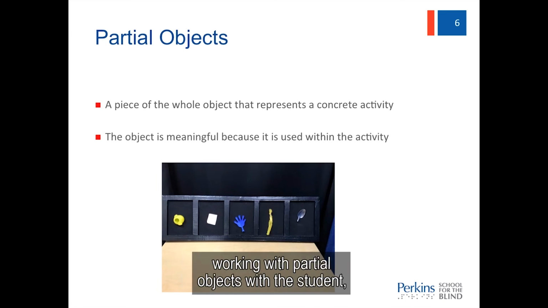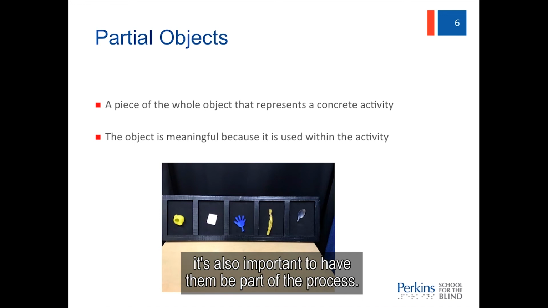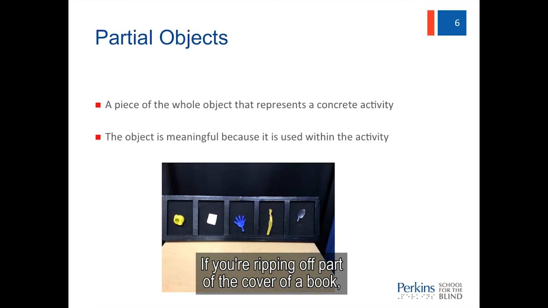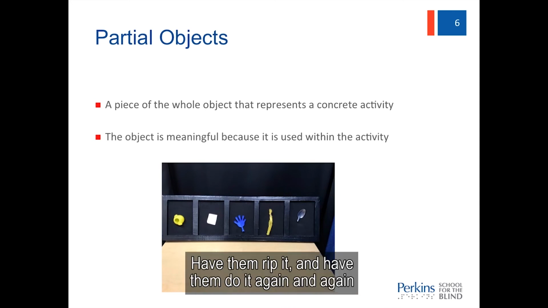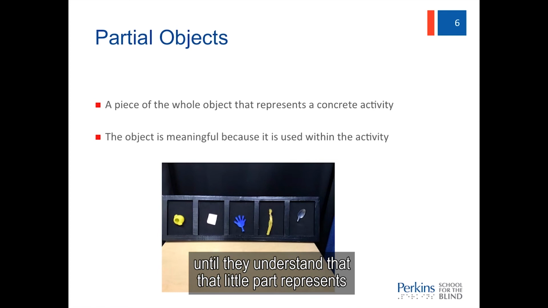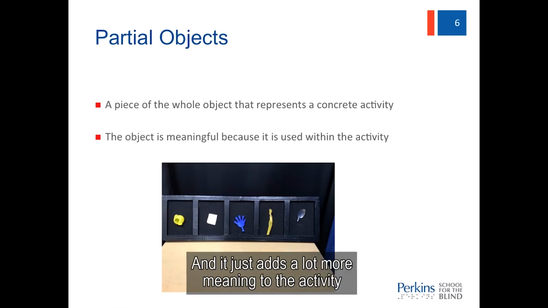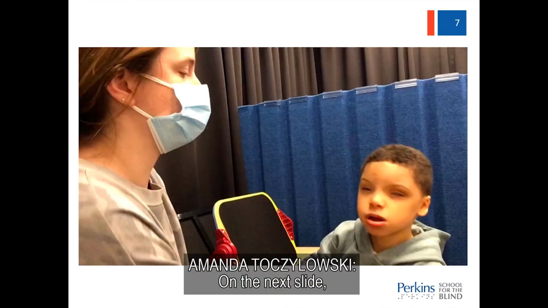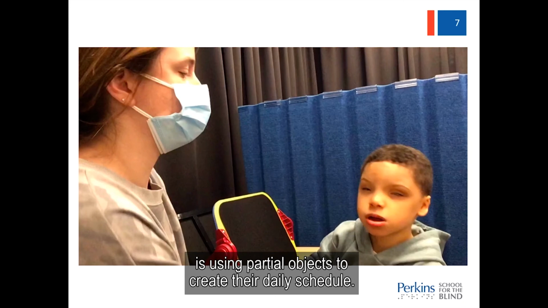And when you're working with partial objects with a student, when transitioning from a whole object to a partial object, it's also important to have them be part of the process. So while you're breaking them down, have the student do it with you. If you're ripping off part of the cover of a book, do it with them. Have them rip it and have them do it again and again until they understand that that little part represents the whole thing. And it just adds a lot more meaning to the activity and helps further the understanding of the partial objects. On the next slide, you will see a video of a student who is using partial objects to create their daily schedule.